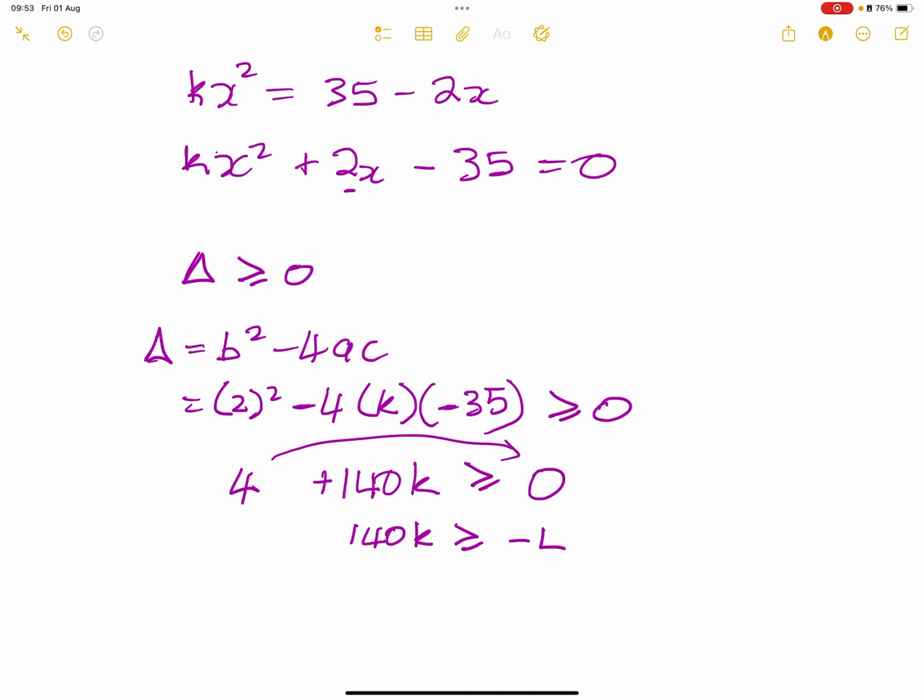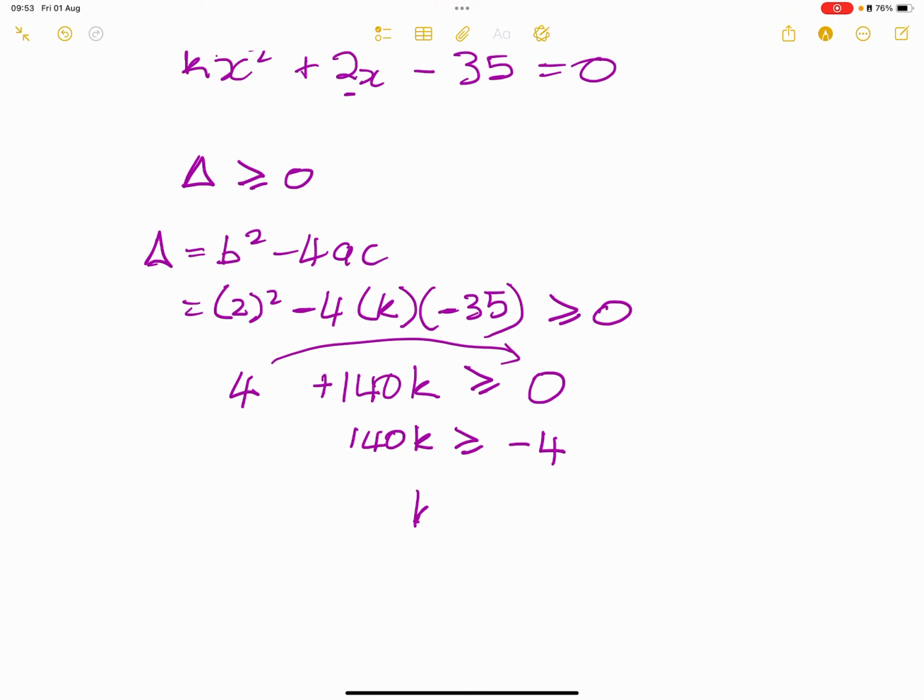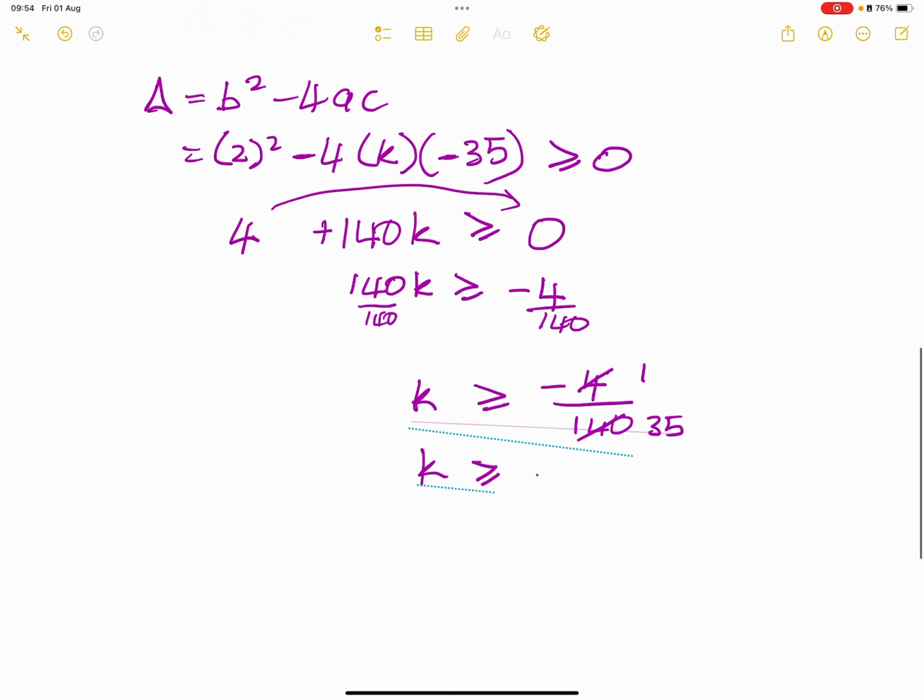So which means that k, if I divide both sides by 140, should be greater than or equal to negative 4 over 140. And of course, there should be a way in which we can simplify that. 4 into itself once, and into 140, that would be 35 times. So k is greater than or equal to minus 1 over 35.